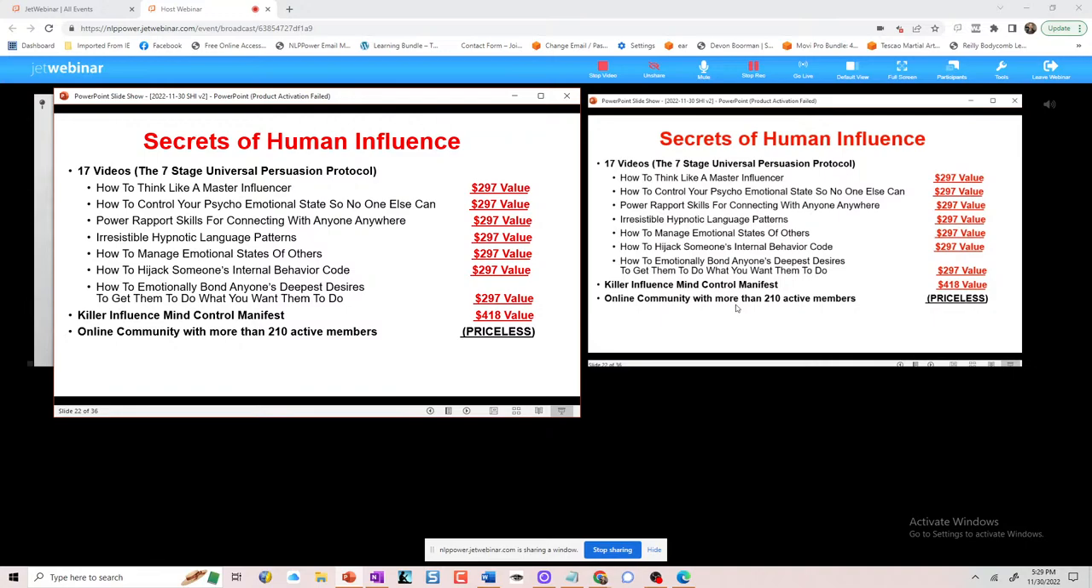Then we're going to teach you how to manage the emotional states of others. In other words, once you can control your state, once you have your rapport skills, once you have your language down, we're going to show you how to use all of that to manage the emotional states of other people. And that's where the real superpower is: the ability to move people through a series of emotions and facts and data that leads them to conclude what you want them to do from their own perspective, and want to do it. We'll show you step by step, clear, simple, easy drills that make it very, very doable.